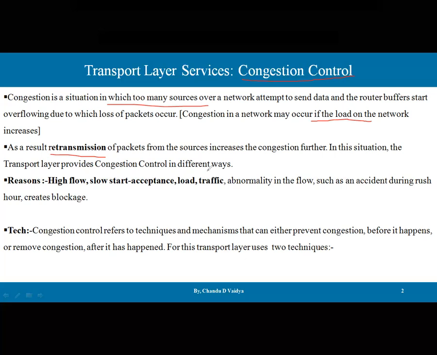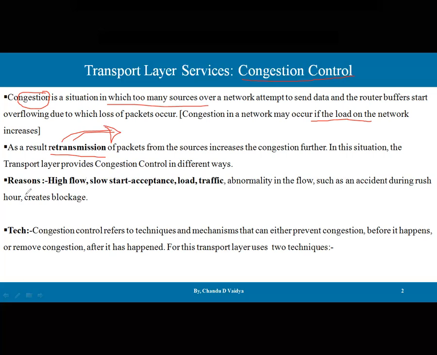In this situation, the transport layer provides congestion control in different ways. Once congestion occurs, the sender may think that the receiver has not received its packets, so it is its responsibility to retransmit again. But retransmission of these packets again creates chaos on the network, increasing the traffic and ultimately increasing the congestion.